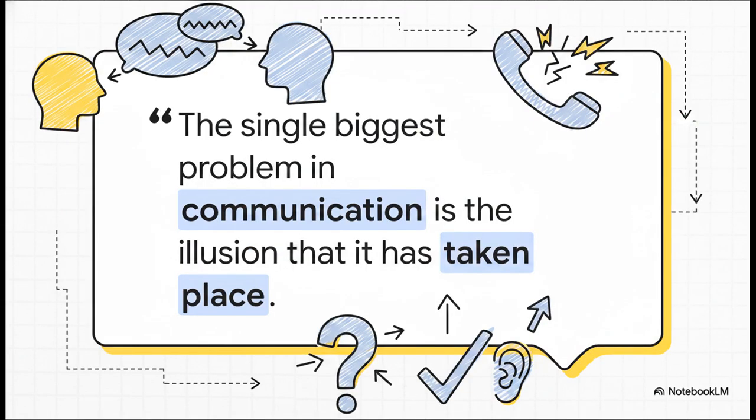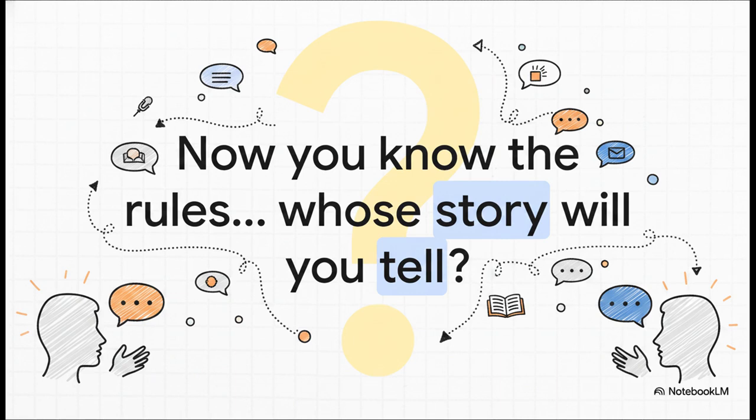Ultimately, getting reported speech right is just about being a clear communicator. It reminds me of this quote from George Bernard Shaw. The single biggest problem in communication is the illusion that it has taken place. These rules help us make sure that the message we pass on is the one that was actually intended. So now you are fully equipped to accurately report conversations, questions, and stories. The only question left is, whose story are you going to tell first?